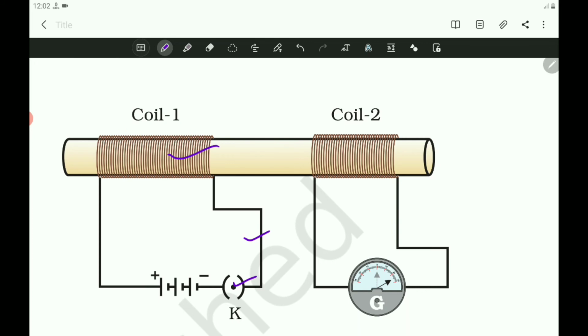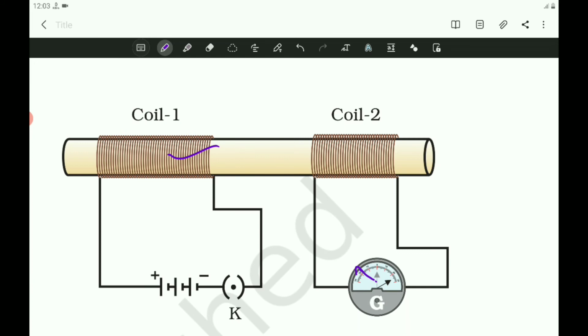Disconnect coil 1 from the battery. Here, switch off the key. You will observe that the needle momentarily moves but to the opposite side. Here, the needle moves to the opposite side. It means that now the current flows in the opposite direction in coil 2.